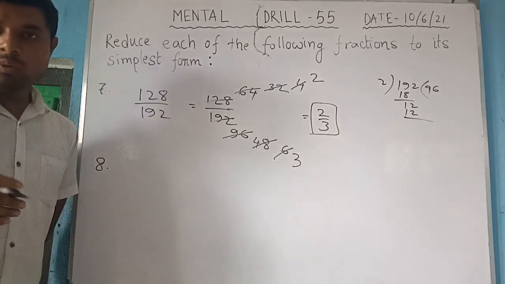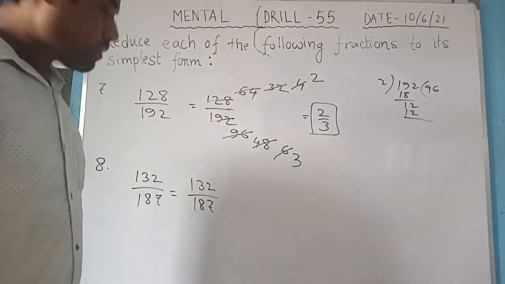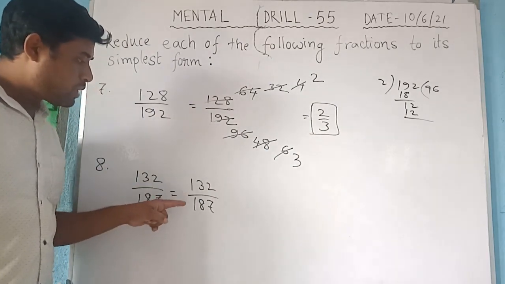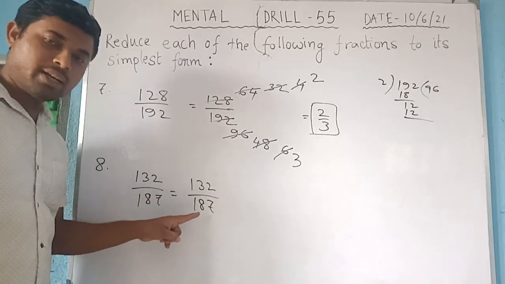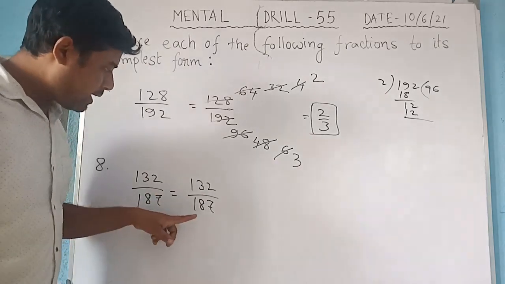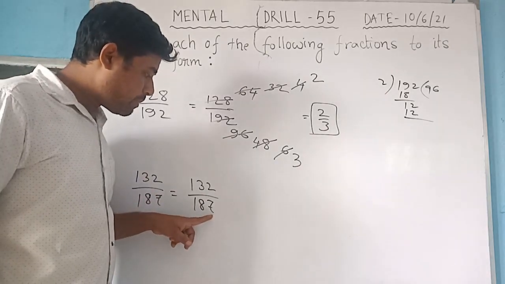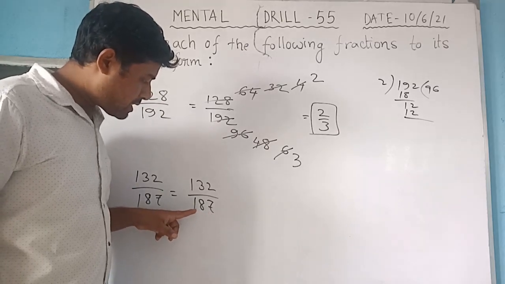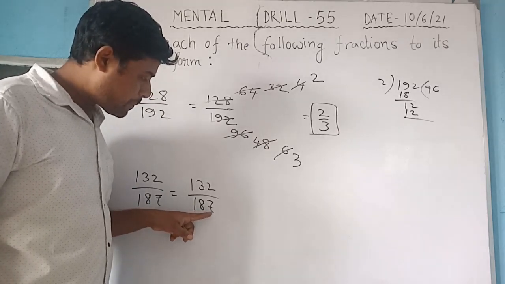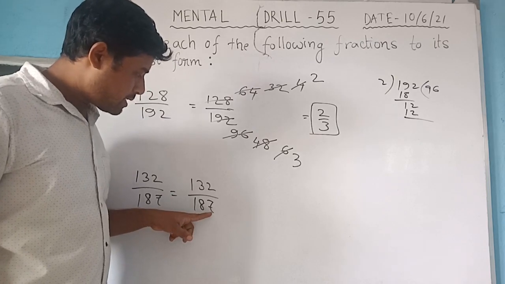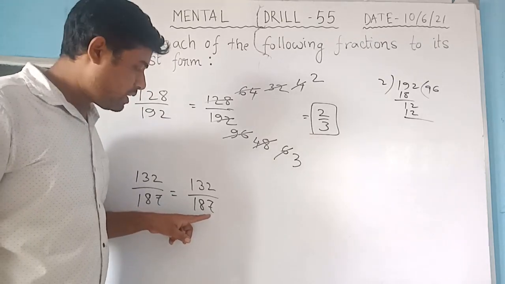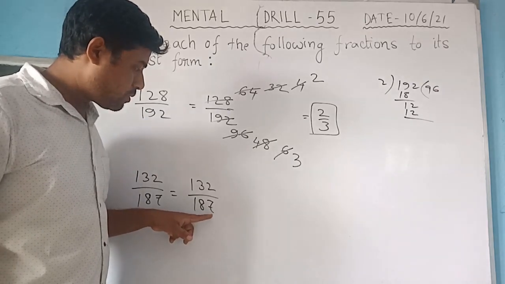132 by 187. This is a very important question. So first write it this way, 132 by 187. Now see, by which number can you divide 187? By 2? No. By 3? What is the sum of the digits? 1 plus 8 plus 7, 16. No, 16 cannot be divided by 3. By 4? By 5? No.